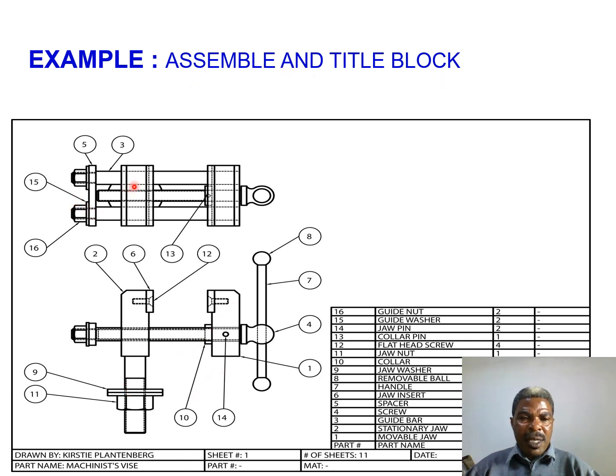So this has been assembled. Those parts that were separated are now brought together to form a complete component, and the numbers are provided here. Movable jaw, that's number 1. Movable jaw. Here you can see the arrow. Movable jaw moves in this direction. So easy, given the name here and the number.